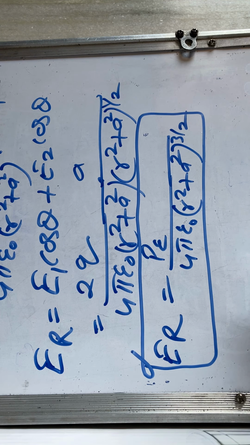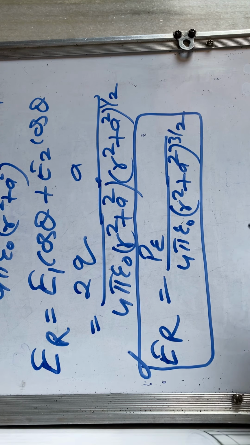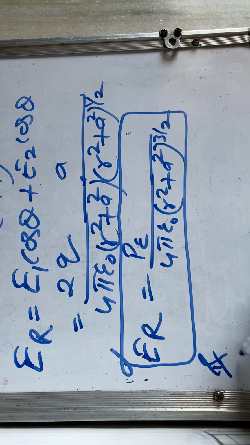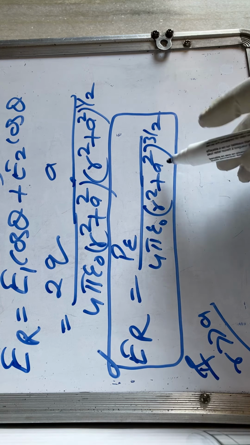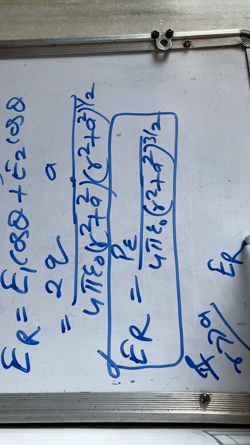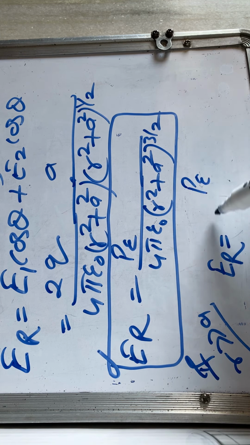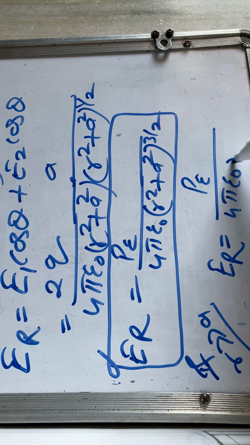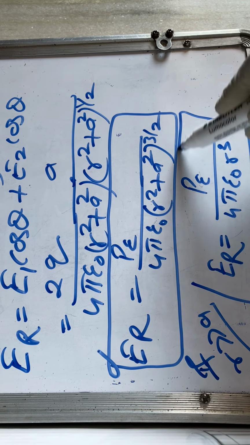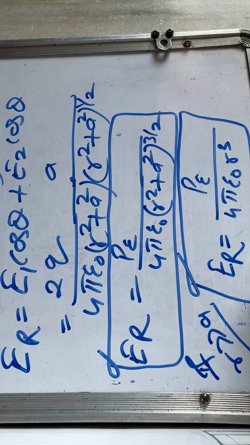If we want to write in the vector form, before that, if r is much greater than a, we can neglect a. That means the resultant electric field will be Pe upon 4 pi epsilon naught r cube. Interesting thing is, at the equatorial position of the dipole, we get an electric field of half the value of the electric field at the axial position. At the axial position, it was 2 Pe upon 4 pi epsilon naught r cube.